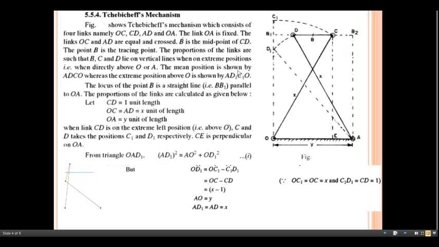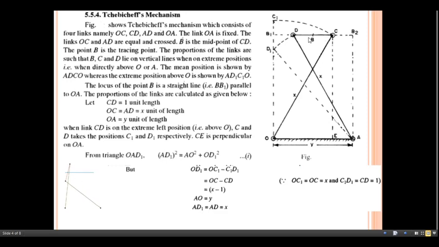The mean position is shown here, with A, D, C and O. In this we can get the mean position, whereas the extreme positions are already discussed: A, D1, C1 and O. In this way, I can get the extreme position. Now the locus of the point B is a straight line path, parallel to OA.